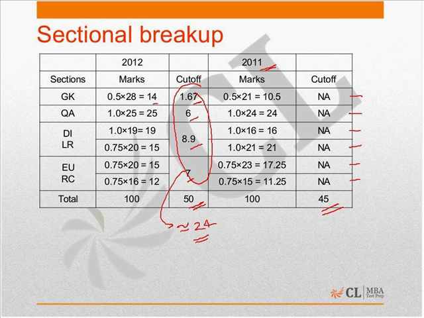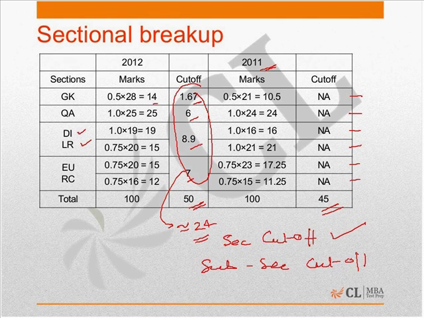The second thing is, was there a sub-sectional cutoff, which means was there a separate sectional cutoff for DI and LR? No. So their sectional cutoff is there in the paper, but sub-sectional cutoff is not there. So please remember this point, sub-sectional cutoff is not there. Hence, if you are very strong in DI and not so strong in LR, you can maximize in DI and hardly do any LR or do 0 LR.